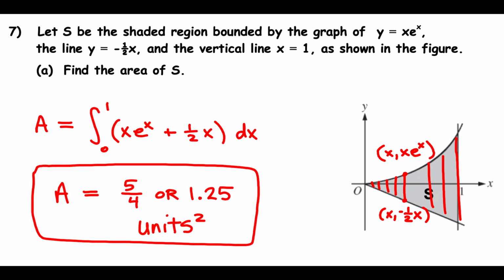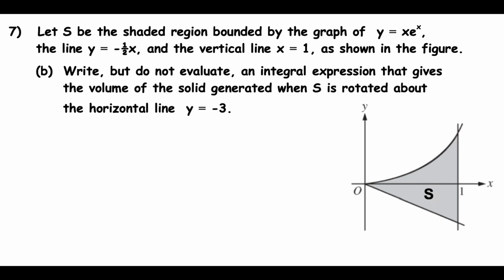Part B uses the same picture, but instead it says write but do not evaluate, which I like, an integral expression that gives the volume when you take this shape and rotate it around the horizontal line y equals negative 3. And y equals negative 3 is going to be down far enough that the shape will not touch it at all. Obviously, we're going to have a washer method problem here because of the gaps. I'm going to put that representative rectangle back into the picture. That will help us.